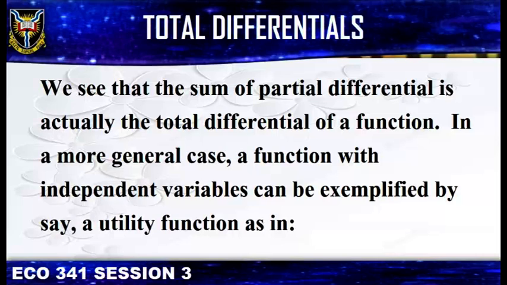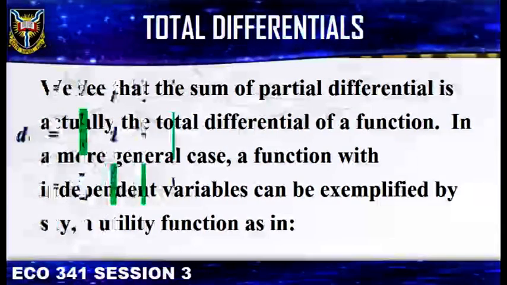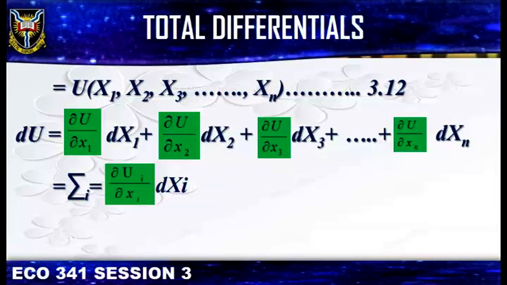In a more general case, a function with n independent variables can be exemplified by, say, a utility function as in U = U(s1, s2, s3, ..., sn), equation 3.12.